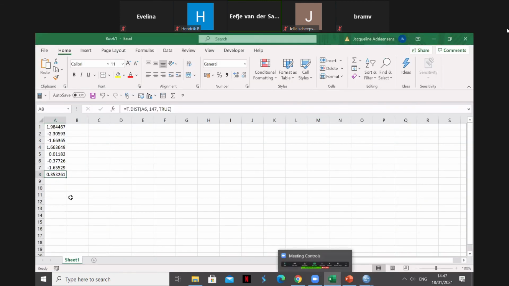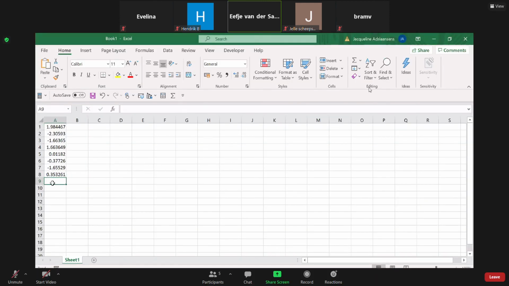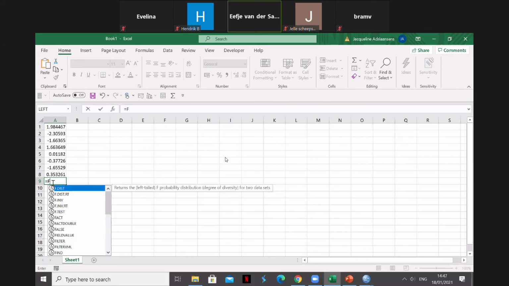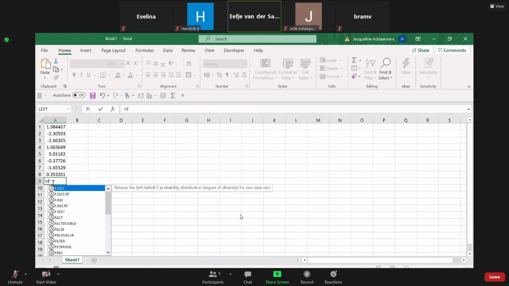Let's calculate the critical value and the p-value. You go to Excel. Here's Excel. And you do the same again, otherwise it's not going to work. And instead of the t, you take the F. And we had the INV, the inverse, and you had the DIST, the distribution. And for the critical value, you always take the INV.